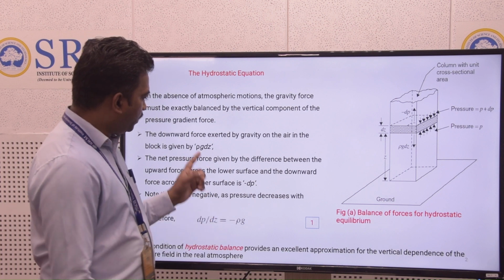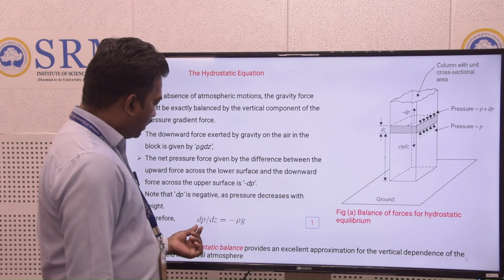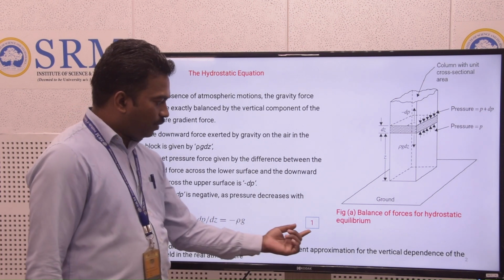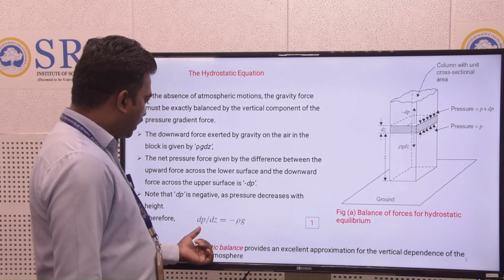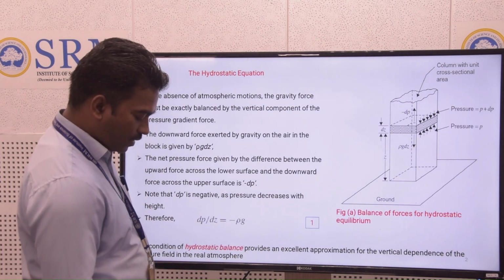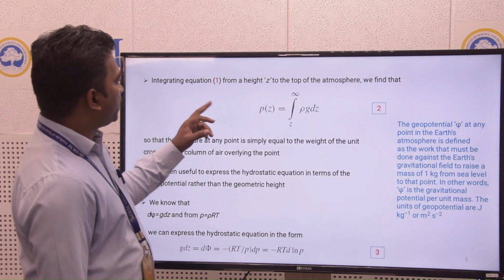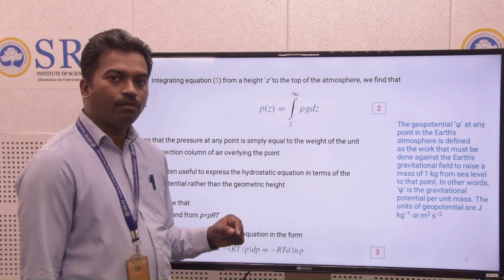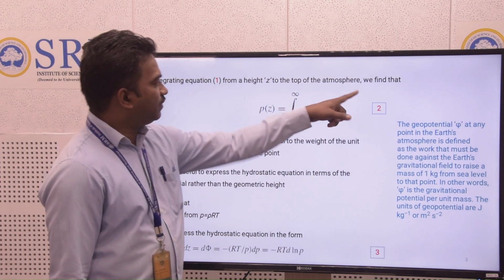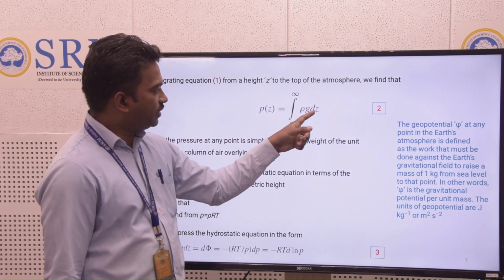How do we get it? If you equate rho g dz equal to minus dP, you can write it as dP by dz is equal to minus rho g. This equation number 1 is called the condition for the hydrostatic balance. Now, by integrating equation 1, which is dP by dz equal to minus rho g, from a height z to the top of the atmosphere, we can write P of z is equal to integral z to infinity rho g dz.